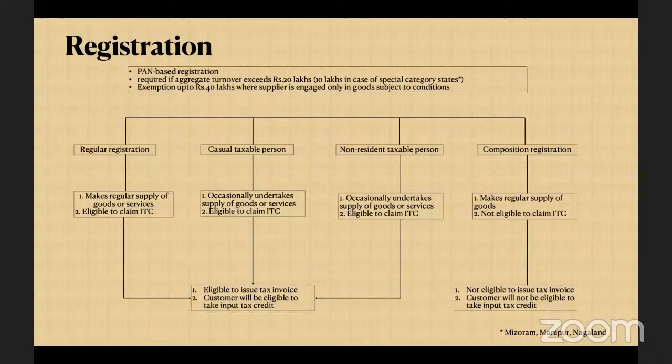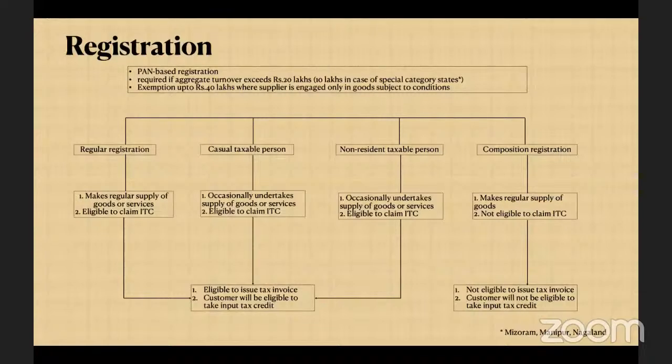And in case of special category states, only 3 states are specifically given the special category status. If the dealer is located in Mizoram, Manipur or Nagaland, then the limit will become 10 lakh rupees. It will not be 20 lakhs. So once it crosses the limit of 10 lakhs, automatically the registration needs to be taken.